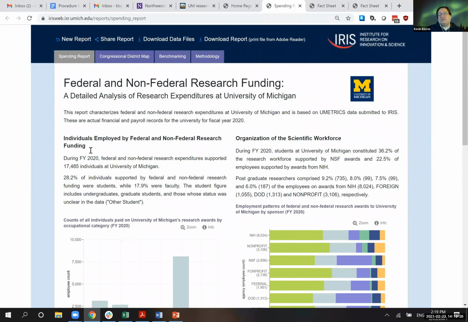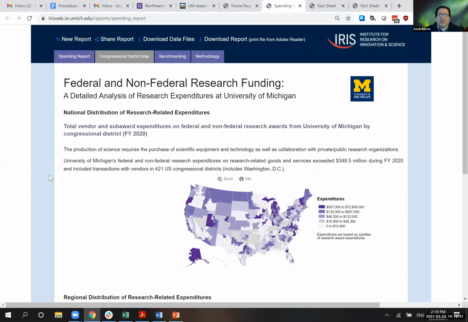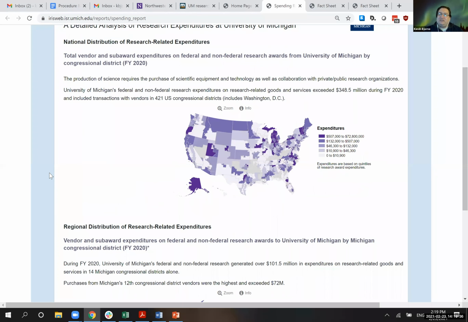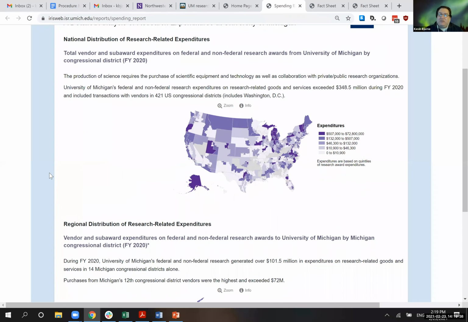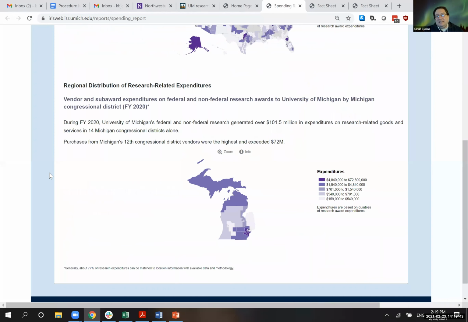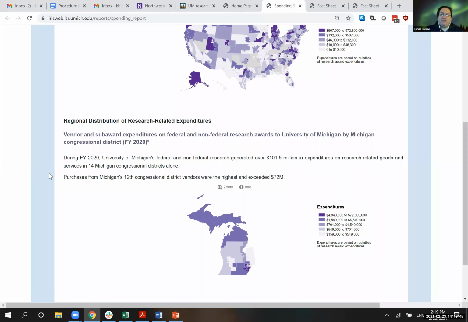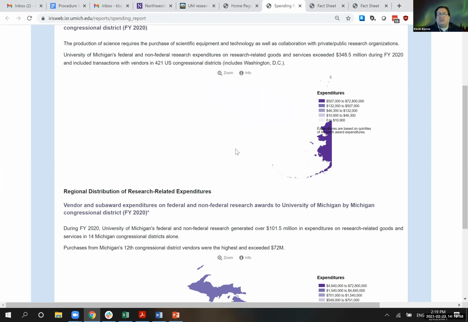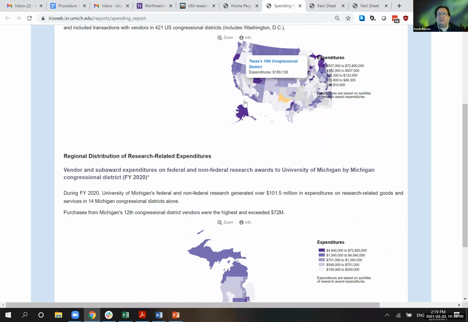Now, in addition to this overview, we also provide some congressional district information. This basically shows vendor and subaward spending at the congressional district level. Similar to the previous map that we just looked at, designated in different ways to fit different geography. Now, we do have a supplemental report that I'll show you right after this one that digs more deeply into the impact of these different congressional districts and focuses in particular on home districts of universities.